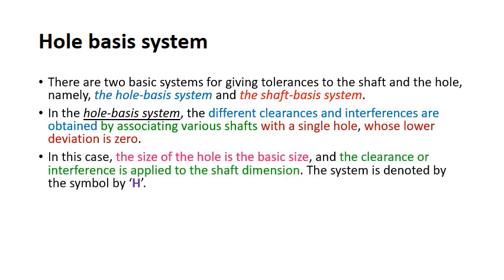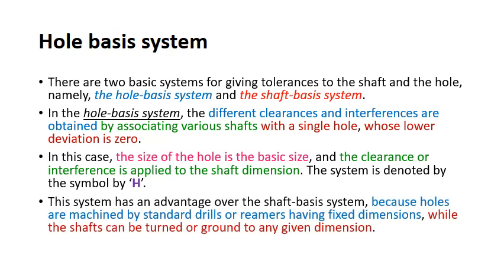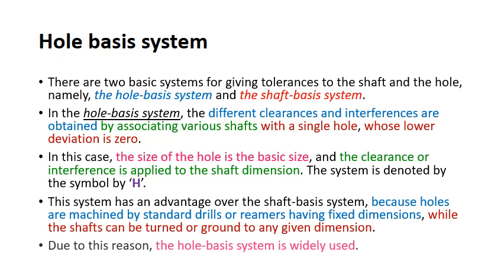So that is what the size of the hole is, the basic size, right? It is denoted by capital H, so it is case sensitive. The advantage of hole basis system is that you can always get the required dimension by using a standard drill or reamers, whereas in case of shafts, you can get it by turning it to any dimension. So that is why we always use hole basis system, right?